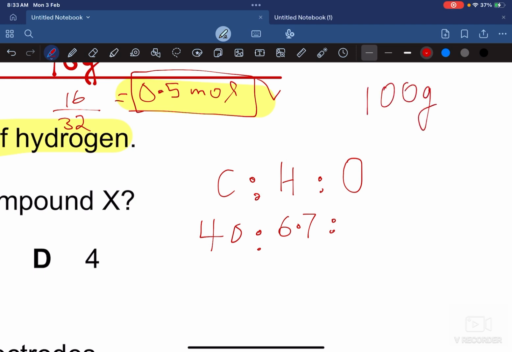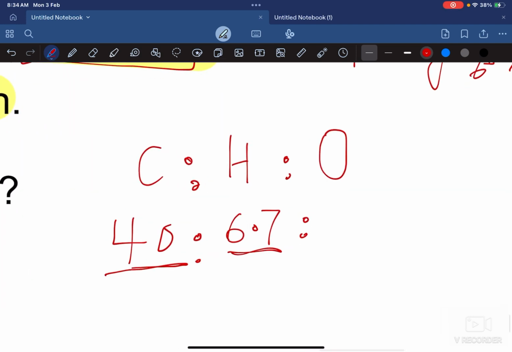100 में से 40 कार्बन हो गए. ठीक है, 6.7 हाइड्रोजन हो गए तो ऑक्सीजन कितने बच गए? Obviously 100 minus 40. In order to get oxygen, we're going to subtract 40 minus 6.7 grams. ठीक है? So just do simple mathematics. 100 minus 40 minus 6.7, and that's going to give you 53.3 grams of oxygen. ठीक है?